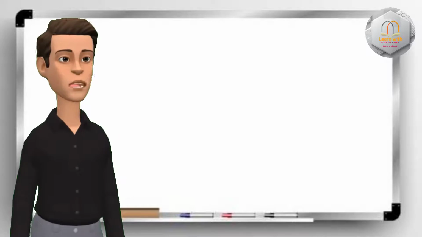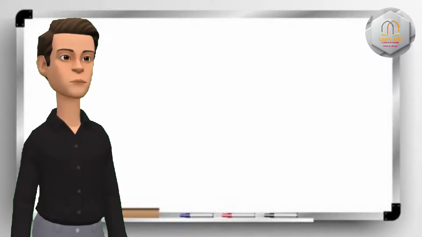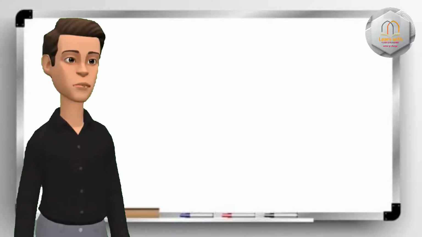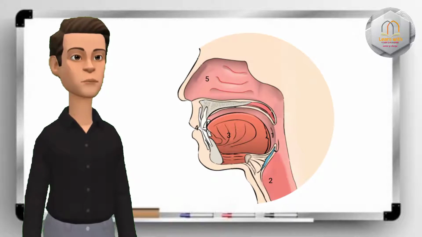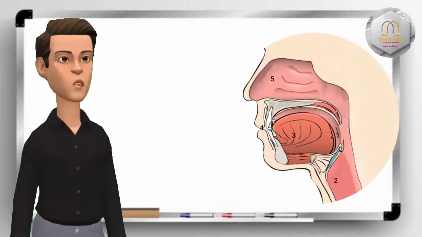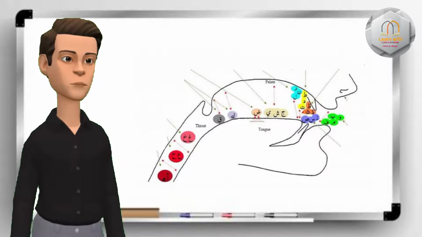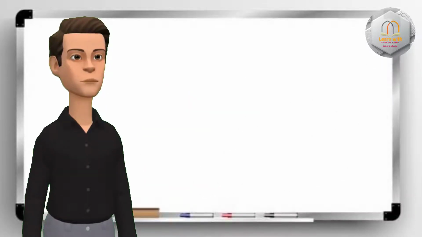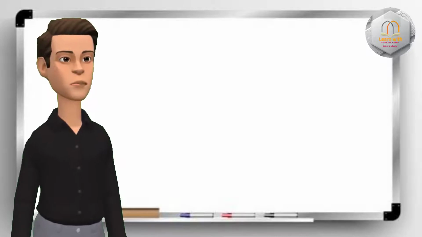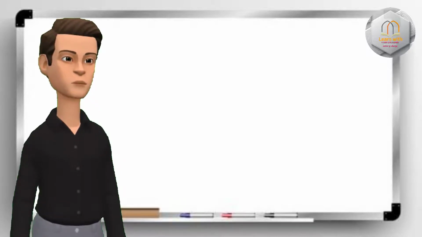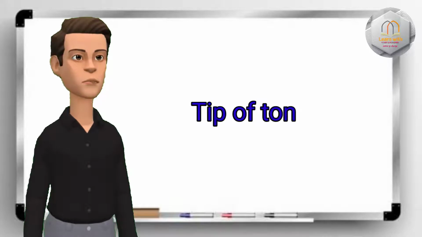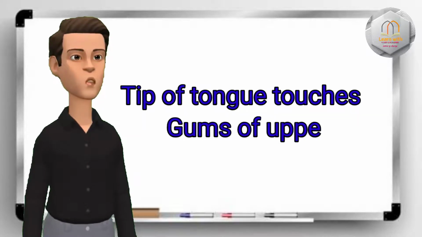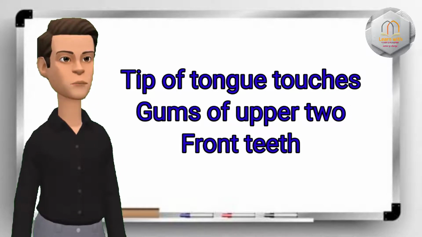Where does the letter Ta come from? We mentioned before that the Arabic language has 5 general exits, and that for each of these general exits, there are other private exits. So, the exit of Ta is the tongue. The tip of the tongue touches the gums of the upper 2 front teeth.